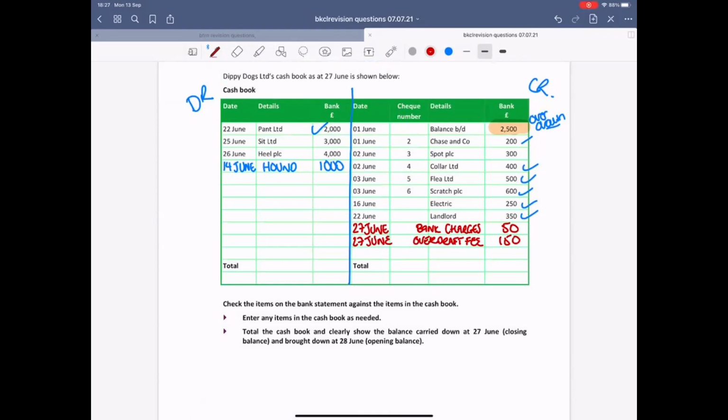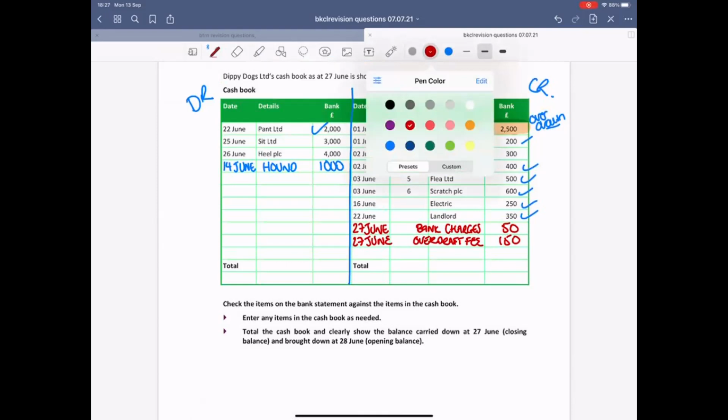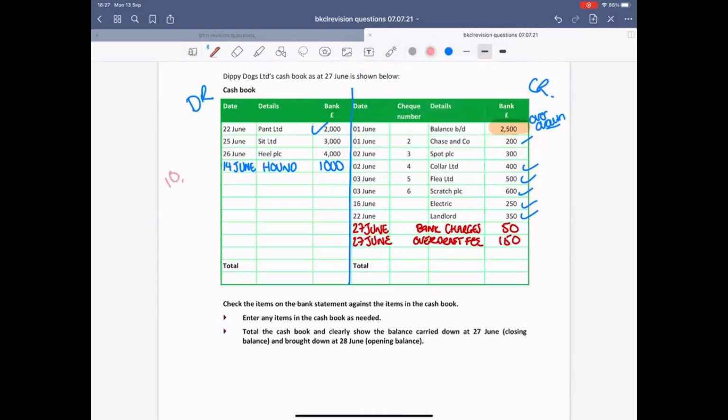So then we've got the job of adding up each side. So we add up the total on our debit side. So 2,000, 3,000, 4,000, 1,000. That means that the debit side of our cash book totals 10,000. We do the same on the opposite side, and we add up all of the entries that we can see on that credit side of our cash book. So if you add down that list, see what we get to, and then pop it in the chat box.